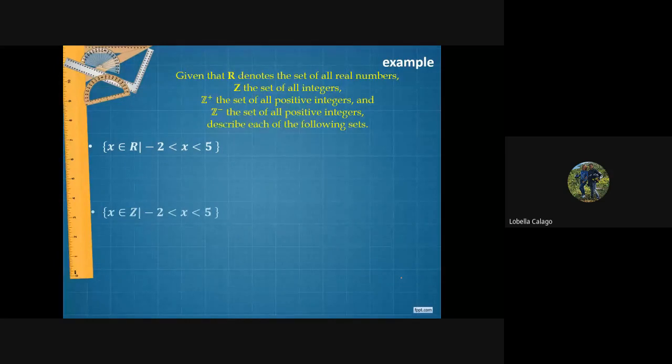Given that R denotes the set of all real numbers, Z the set of all integers, Z plus is the set of all positive integers, and Z minus is the set of all negative integers. Describe the following sets. This is your introduction. x is an element of R such that, this is the property, negative 2 less than x less than 5.